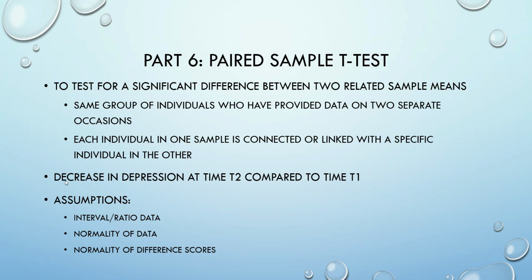So the hypothesis that we are going to test is whether there is a decrease in depression at time 2 compared to time t1. Is this decrease in depression statistically significant? There are the following assumptions. First of all, the data should be based on interval or ratio data. The data should be approximately normal. The difference between the scores at time t2 and t1 should be approximately normal as well.